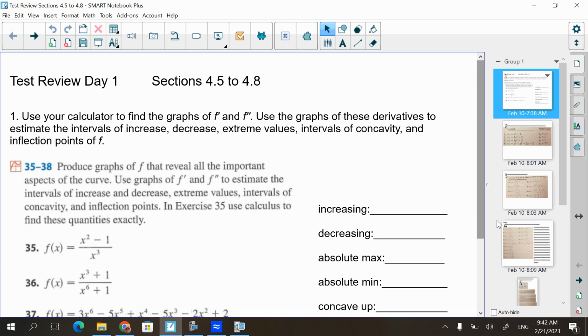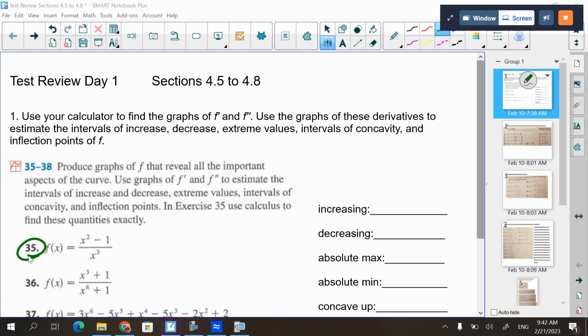All right, so you guys asked for number 35 for this guy right here. And the first thing says, produce the graphs of f that reveal all the important aspects of the curve, and then use the graphs of f prime and f double prime to estimate the intervals of increase and decrease, extreme values, intervals of concavity and inflection points. In exercise 35, use calculus to find these quantities exactly.